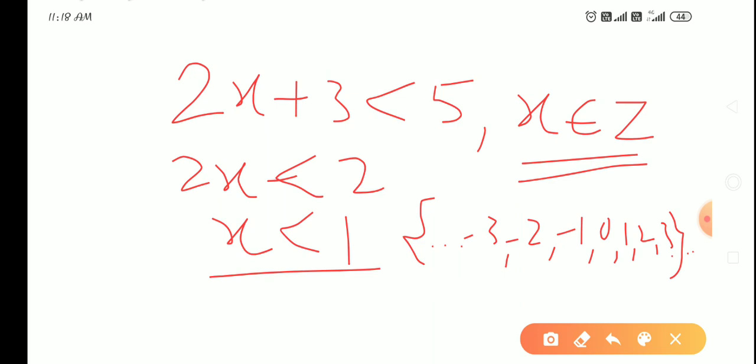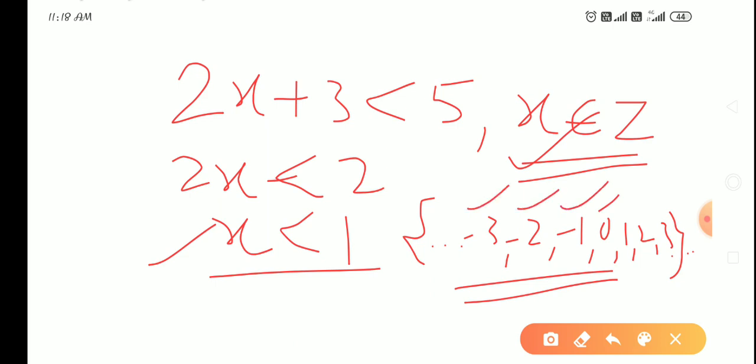First of all we are choosing the integers, the values of x, from this set. So this set is called the replacement set. The set from which we choose the value of the variable is called the replacement set. Now which values will satisfy this inequation? Less than 1, you can see 0 is there, minus 1, minus 2, minus 3, and minus 4, minus 5, minus 6, and so on.